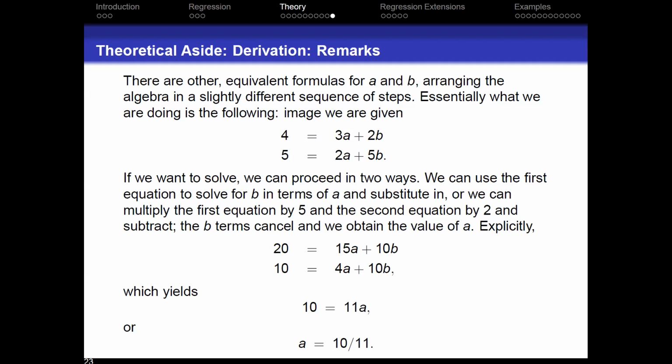I get b. Another way is I could say, well, if I multiply the top by 5 and the bottom by 2, they now both have 10 copies of b. And now if I subtract, the b's cancel, and I get 10 equals 11a, or a equals 10/11.